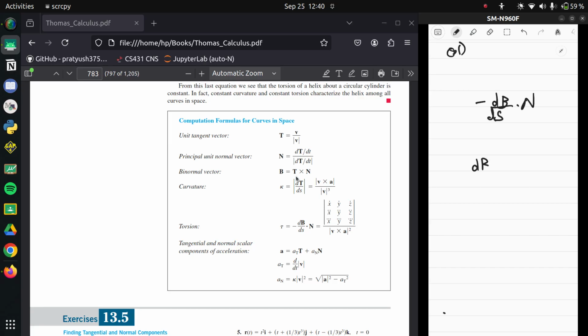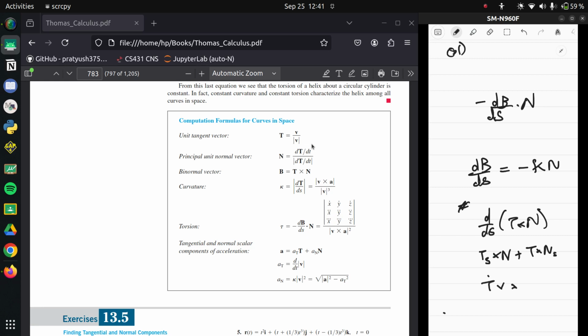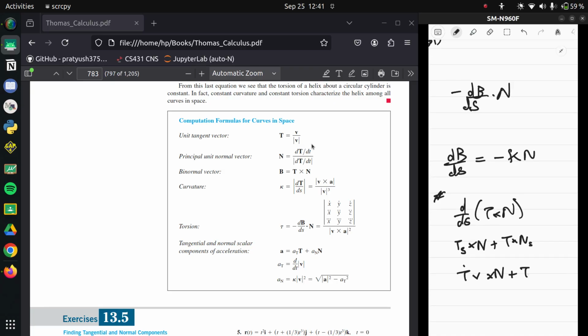So the whole idea is that db by ds, which is the derivative of the binormal vector, the binormal is like t cross n, that would just be collinear to negative n. So it's going to be like negative kappa n or something like that. Yeah, and so you just take a dot product and that's what you get. This is d by ds of t cross n, so you can just write it as t_s cross n plus t dot n_s, but then t_s you can write as t dot times the velocity, the speed. Okay, and then this stuff, n dot speed, something like that.